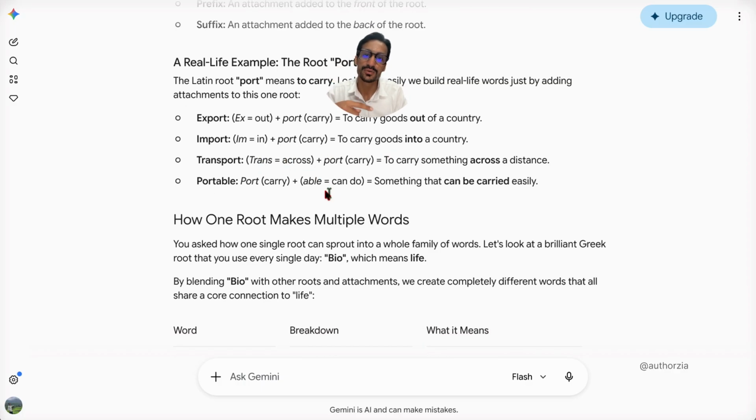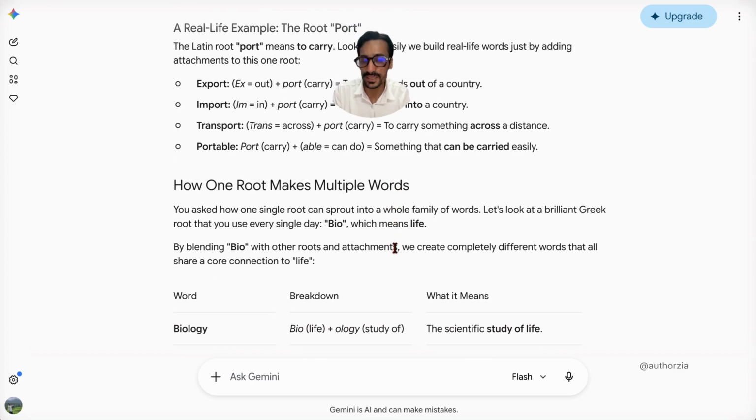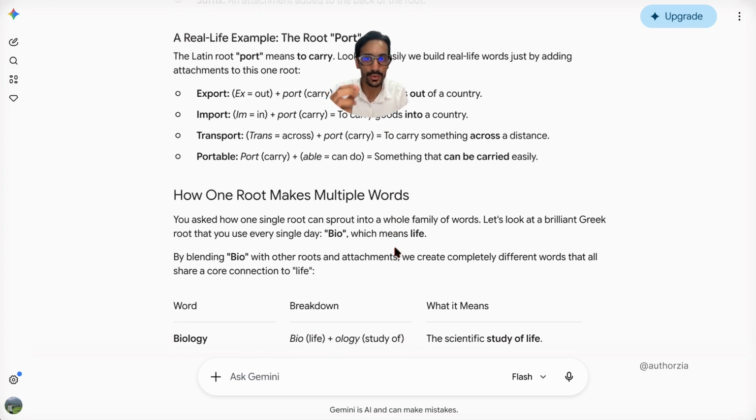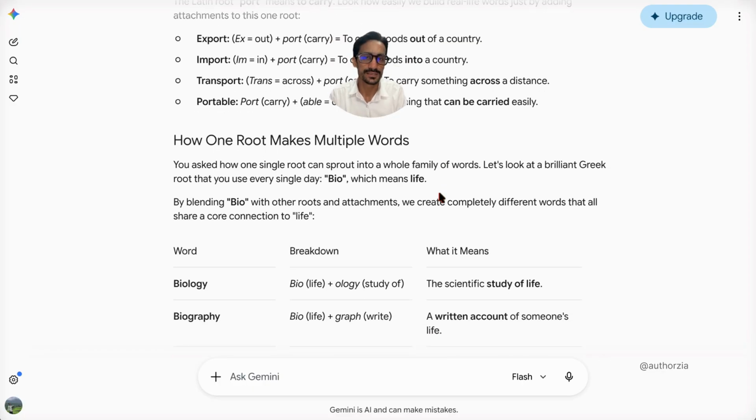Transport, trans is equal to across, port is carrying something across a distance, that's transport. Portable is something that is easily carryable. My laptop is portable, my power bank is portable. So you see, एक पोर्ट वर्ड अगर आपको मीनिंग उसका पता है, एंड इवन इफ यू डोंट नो पोर्टेबल वर्ड फॉर एग्जांपल, यू वुड बी एबल टू गेस एटलीस्ट कि ये किसी न किसी तरह से कैरी से रिलेटेड है. दैट्स वाई रूट वर्ड्स आर सो अमेजिंग.